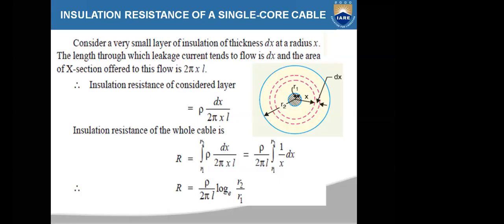Insulation resistance: resistance is rho L by A. Here L is the small length dx, the effective length of the cable at a distance x meters, and the area is 2 pi x l. So the insulation resistance for this single core cable can be calculated from the expression R equal to rho by 2 pi l ln r. From this expression, insulation resistance is inversely proportional to length, so when length increases, resistance will decrease.